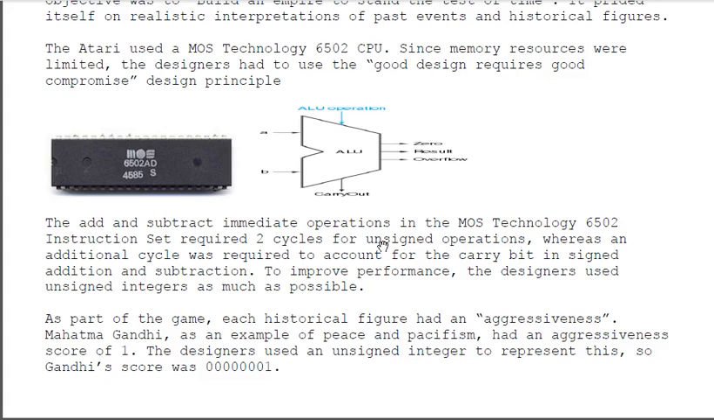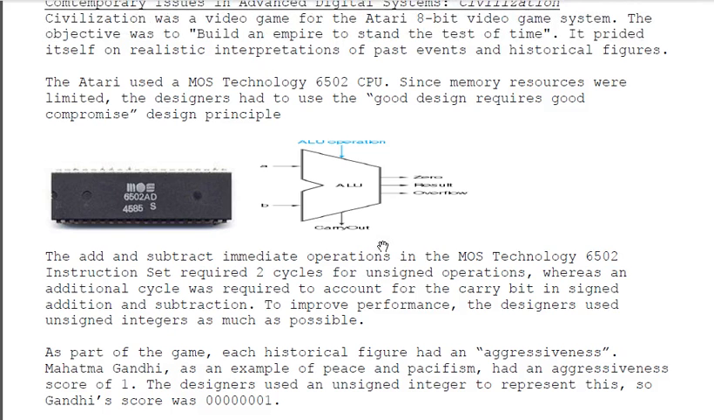So as part of the game, as I mentioned, they had tried to make it as historically accurate as possible. So they had this, it's been called aggressiveness. That was the actual variable in the class for each character. And so they wanted Gandhi to be the example of pacifism, lack of aggressiveness. So they had him at aggressiveness 1. It's the lowest possible aggressiveness you can have. And they set that as an unsigned integer. So it was 8-bit, so we have an 8-bit architecture, 00000001.